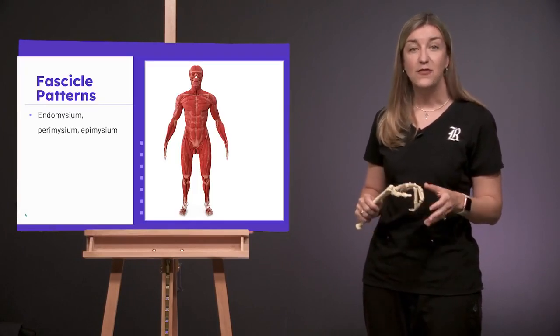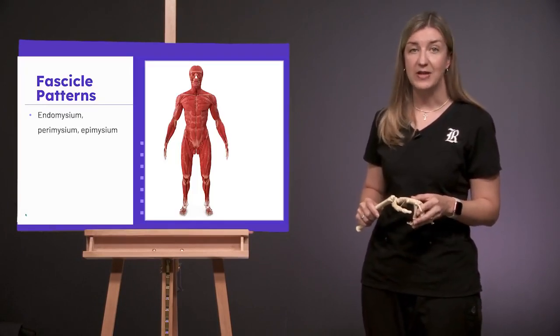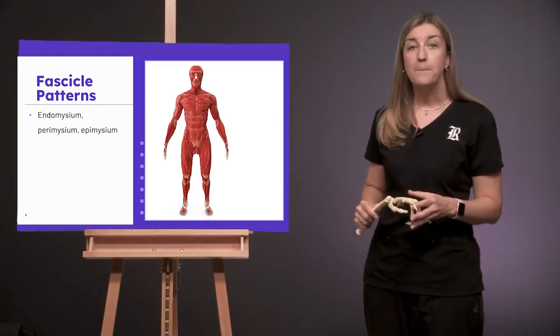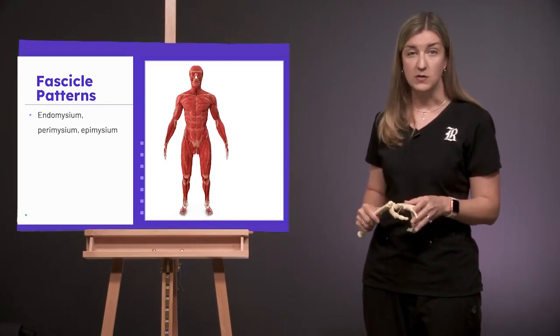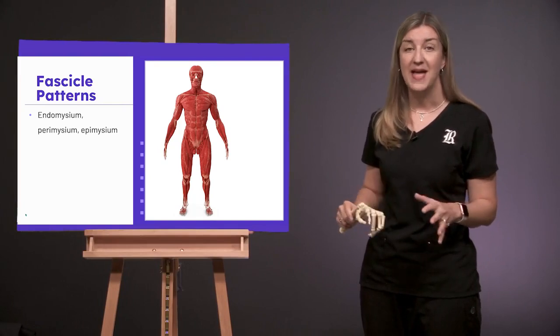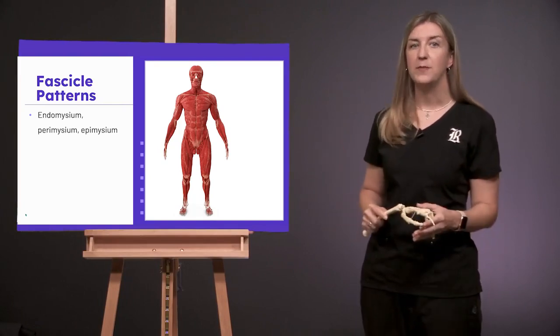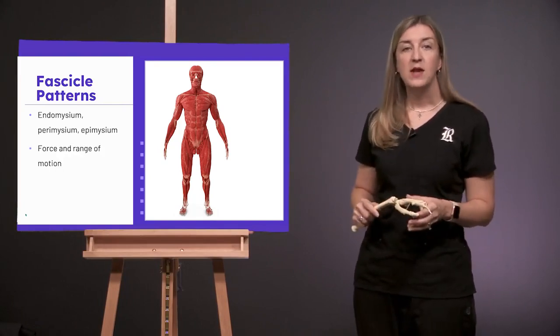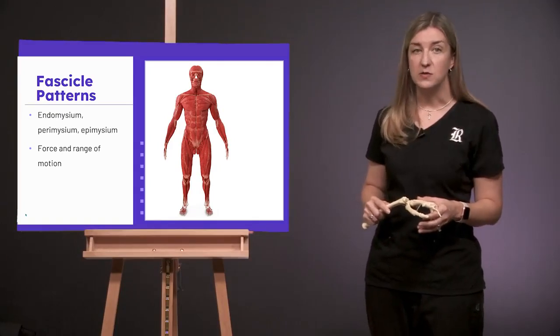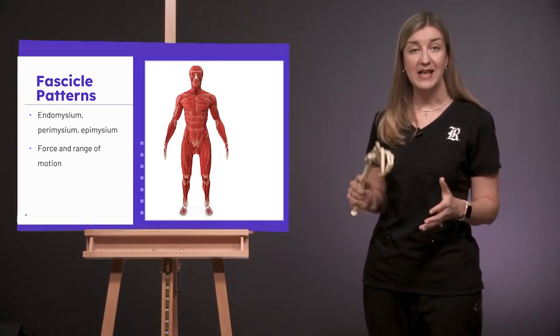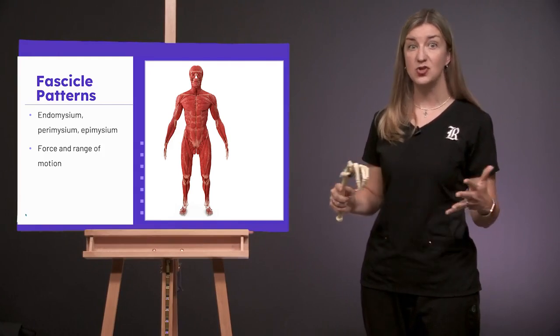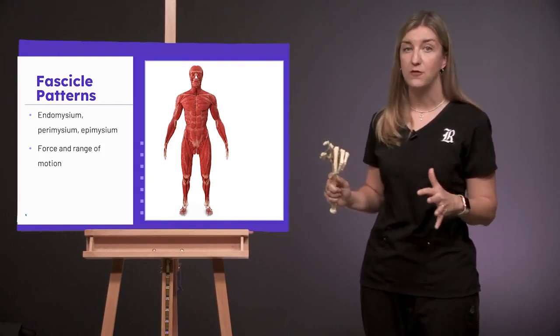Each skeletal muscle fiber is encased in a connective tissue lining known as the endomysium. Bundles of muscle fibers known as fascicles are encased in a perimysium, and the entire muscle is covered by the epimysium. The arrangement or direction of these muscle fascicles is related to the force it can generate as well as how much the muscle can stretch and contract or its range of motion.